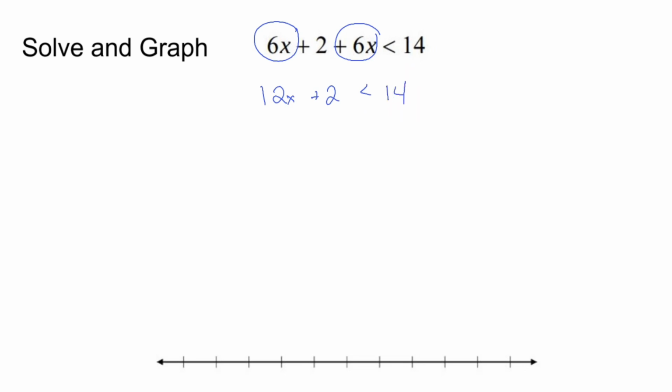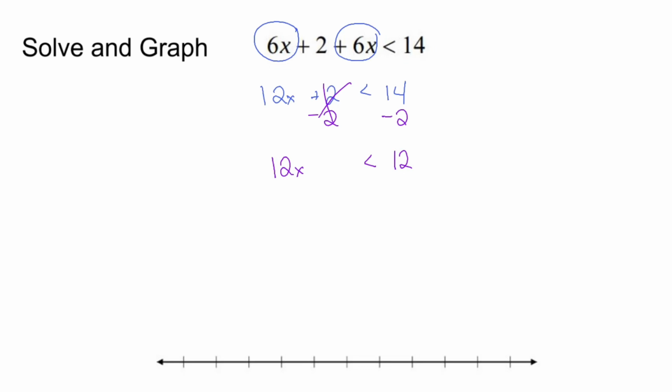Now, solving an inequality is just like solving an equation. You just have to be careful when you multiply or divide by a negative or swap things. Neither of that's going to happen. So I'm going to treat this like an inequality. I'm adding 2, so I'm going to do the inverse, which is minus 2, minus 2. That crosses out. Drop down 12x, drop down less than, drop down 14 minus 2 is 12.